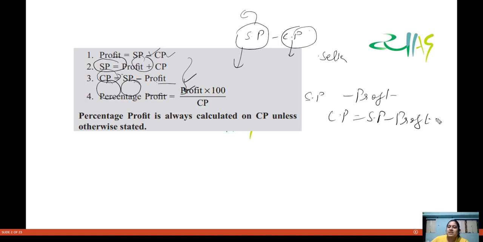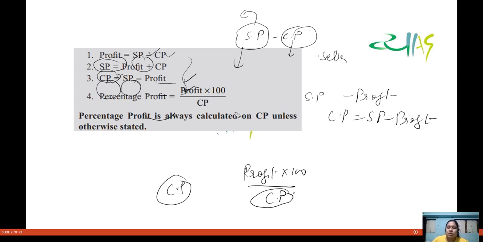All right, and what is percentage profit? See, percentage profit is the profit you have obtained by selling an article, into 100, divided by cost price. Now see, percentage profit will always be asked relative to cost price. Percentage profit will only be asked relative to cost price. You will never be asked percentage profit relative to selling price.